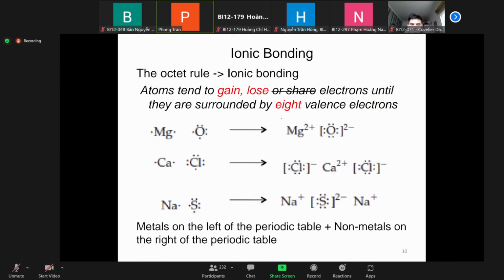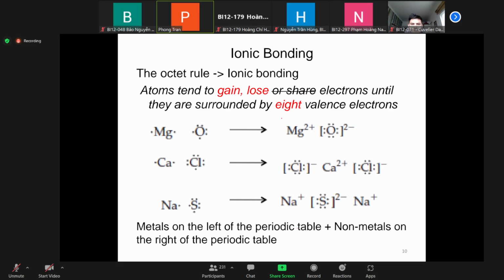So here, by applying the same rules, you can understand how magnesium oxide will be formed when 2 electrons from magnesium are sent to the oxygen to make magnesium 2 plus, the cation, and oxygen 2 minus, the anion, which satisfy the octet rule.